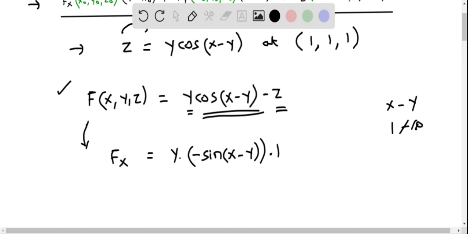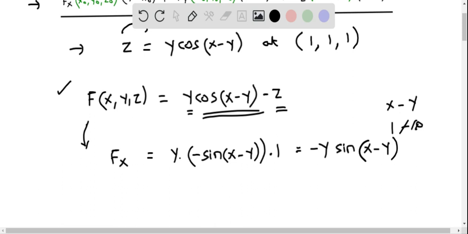And then we differentiate partially with respect to z. Since z is a constant in this case, it becomes 0. So we can simply write this as negative y sine of (x minus y).